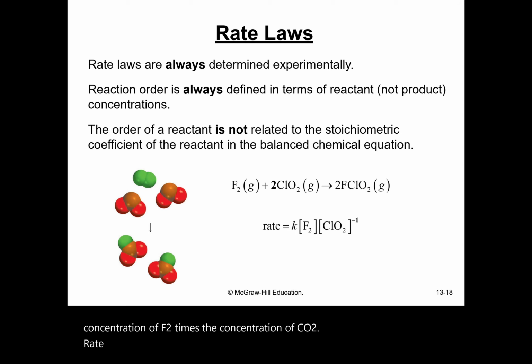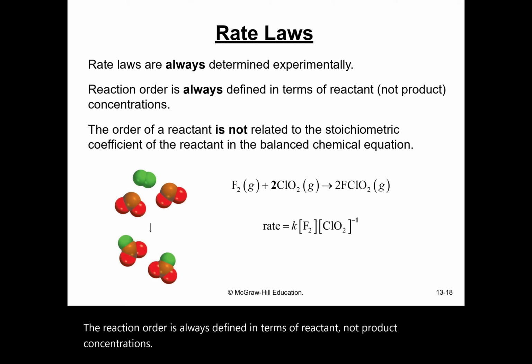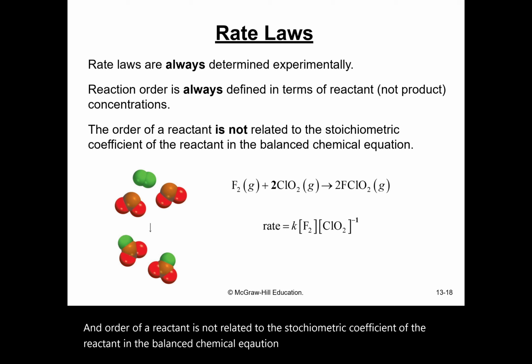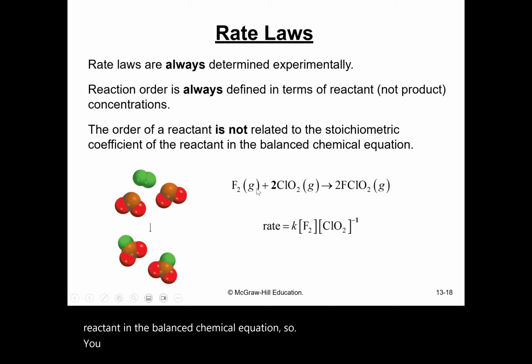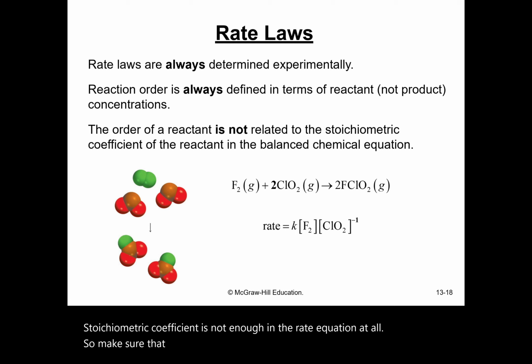Rate laws are always determined experimentally. The reaction order is always defined in terms of reactant, not product concentrations. And the order of a reactant is not related to the stoichiometric coefficient of the reactant in the balanced chemical equation. So you see here for this example, if we put 2 in front of ClO2, this stoichiometric coefficient is not in the rate equation at all. So make sure that doesn't confuse you in any way.